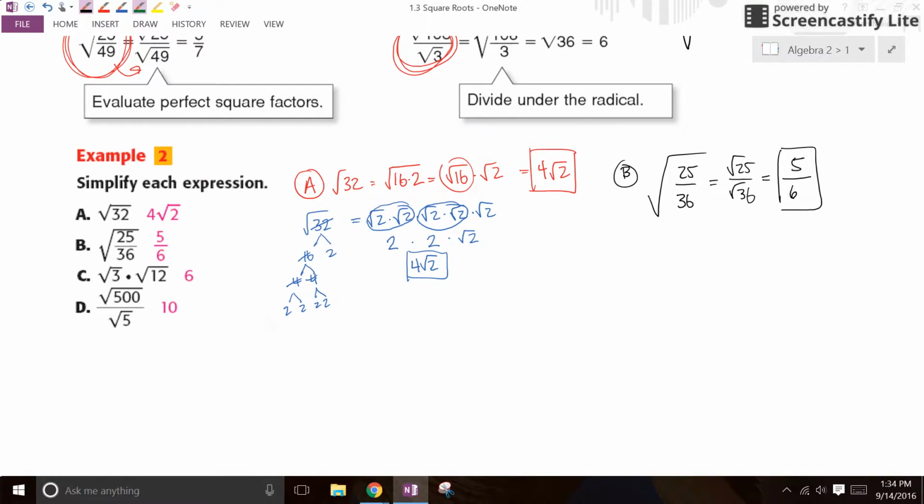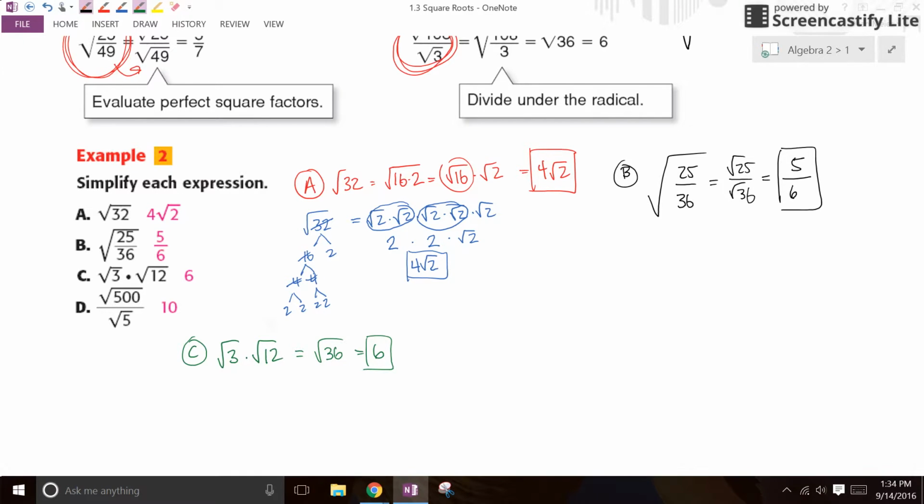Let's look at C, which is root 3 times root 12. Now you got a couple of ways to do this. You could reduce it individually, which would work. You could multiply together and then reduce. So I'm going to do that. I'm going to multiply together, which is root 36. Oh my gosh. I know that one is just plain old 6. That was nice. But I could have definitely reduced individually and then gone from there.